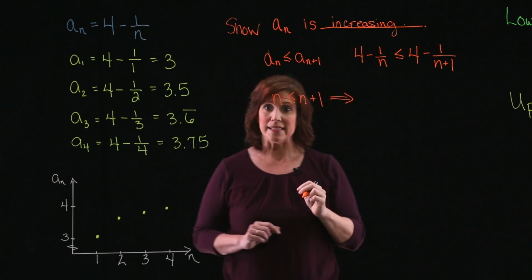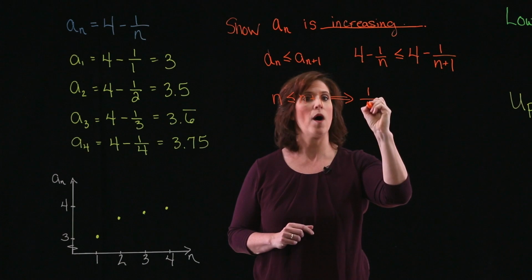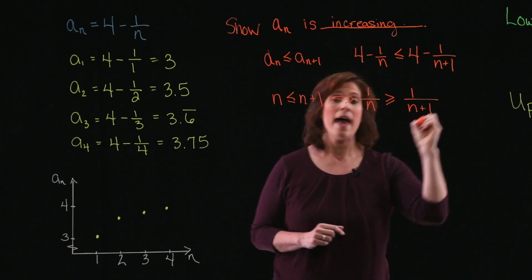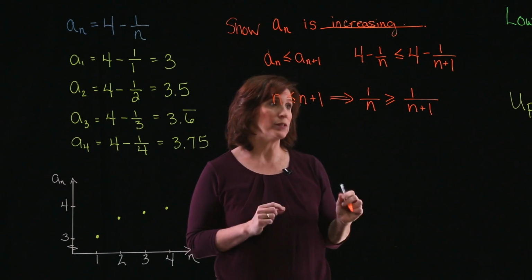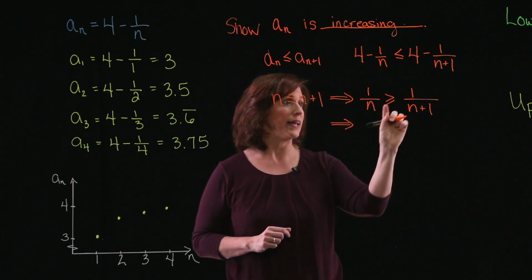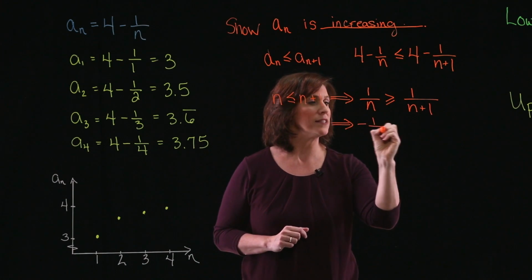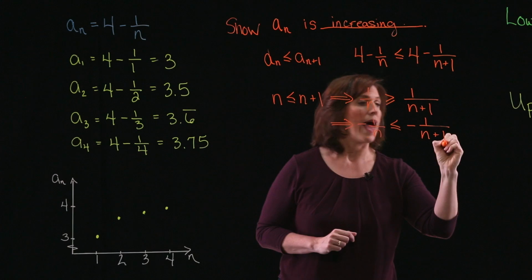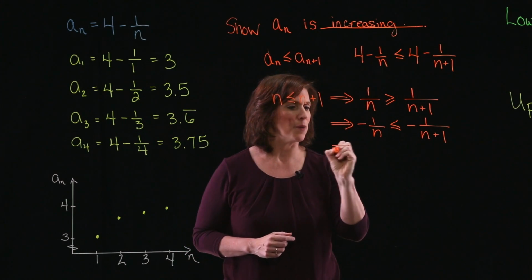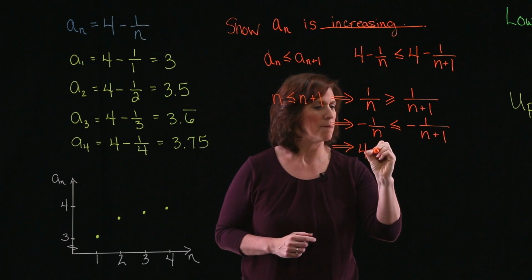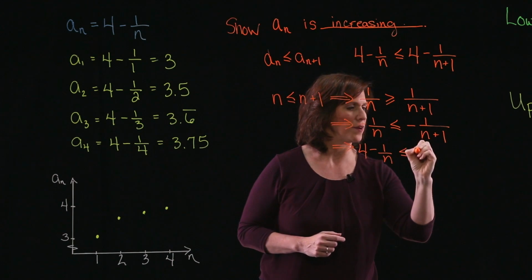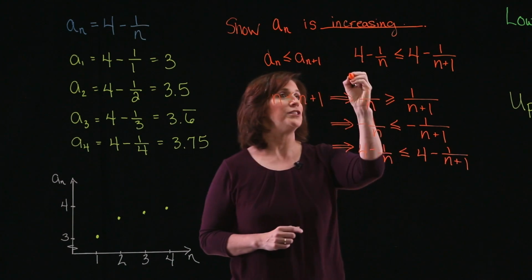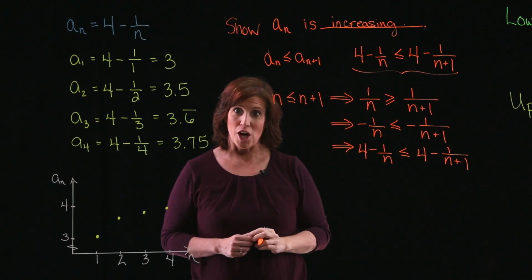Well, if that's the case, if I reciprocate each piece, I know that 1 over n will always be greater than or equal to 1 over n plus 1. And by negating both sides of my inequality, the inequality symbol flips, and so minus 1 over n will always be less than or equal to minus 1 over n plus 1. Then I'll add 4 to both sides, and I have 4 minus 1 over n is always less than or equal to 4 minus 1 over n plus 1, which is exactly what I wanted to show.